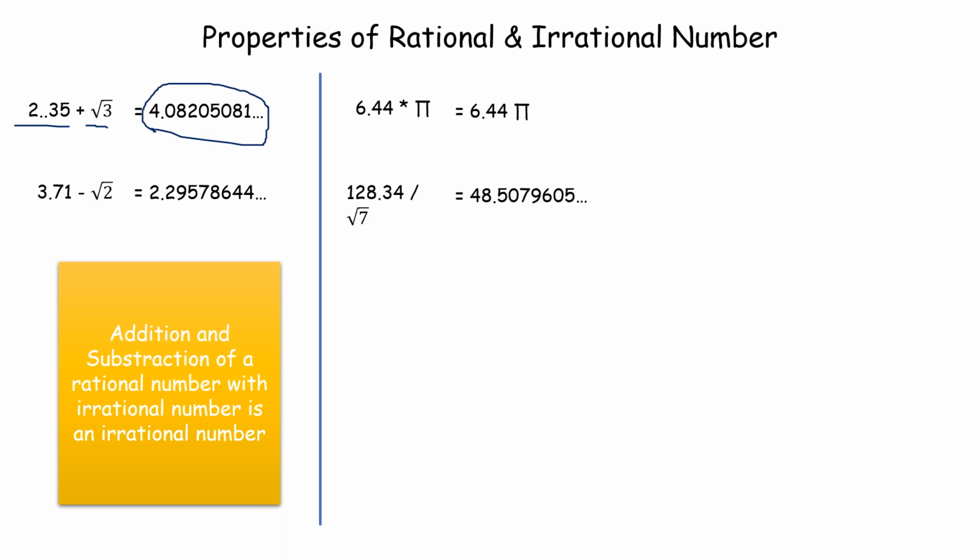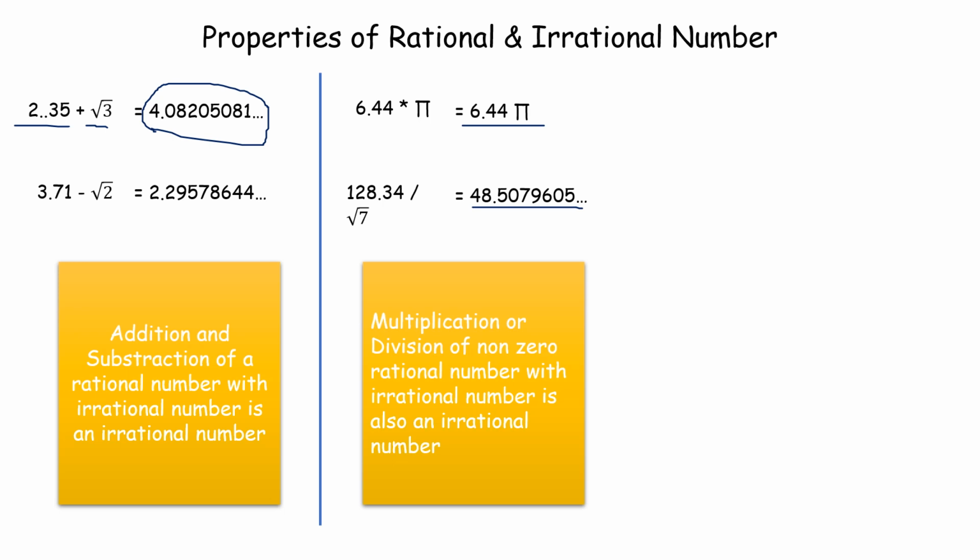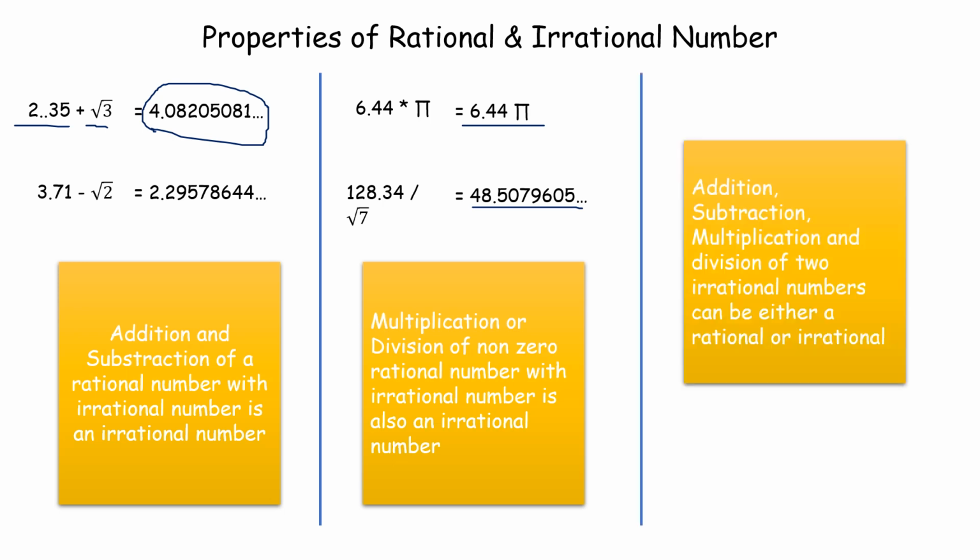Similarly, if we multiply a rational and irrational number, the answer we get is irrational. If we divide a rational number by an irrational number, the answer we get is irrational. Same as the previous case, multiplication or division of a non-zero rational number with an irrational number gives us an irrational number. Third property, any addition, subtraction, multiplication and division of two irrational numbers can be either a rational or irrational number.